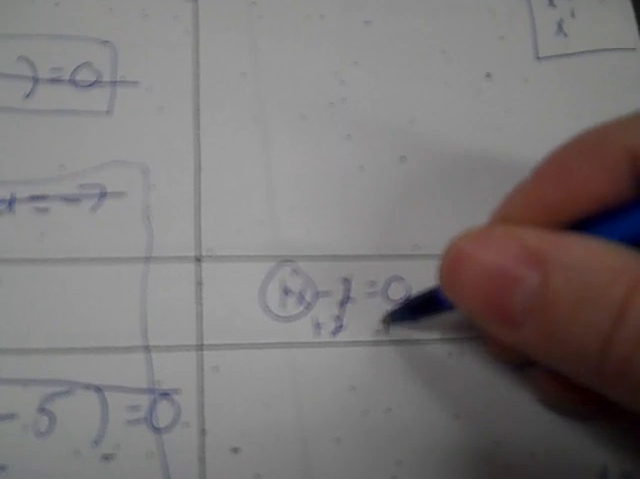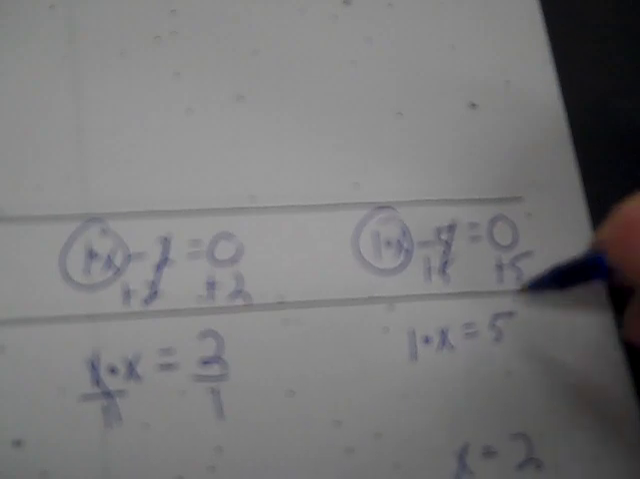So I dot my x's, both of them. So I do the opposite of minus 2, which is plus 2. 0 plus 2 is 2, divide by 1. 2 divided by 1 is 2. And the opposite of minus 5 is plus 5. Plus 5. 1 times x equals 5. Divide by 1. Divide by 1. And 5 divided by 1 is 5. 2 and 5 are the two solutions.